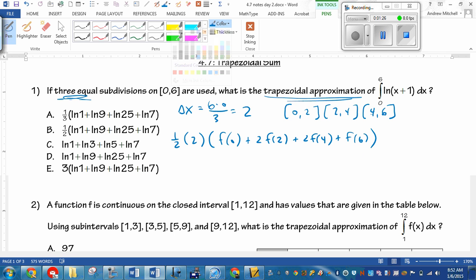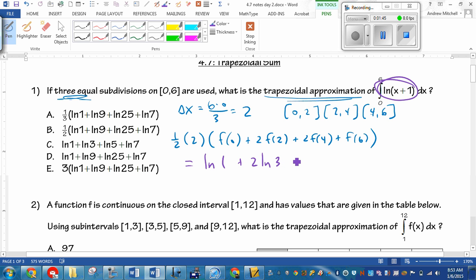So we're going to use our function inside the integral to figure out these. So we've got 1 out in front, the 1/2 times 2. F of 0, if we put 0 in here, we get natural log of 1, plus 2 times, if we put 2 into our function, we get natural log of 3, plus 2 times, with 4 in, we get natural log of 5, plus natural log of 7.